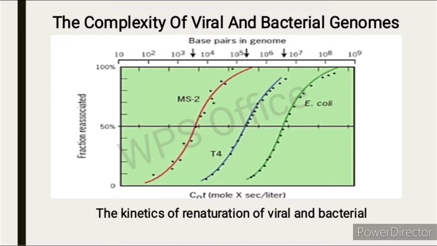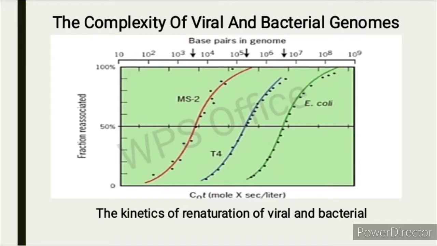The curve shows the renaturation of sheared strands of DNA from the virus MS2 and T4 and the bacterium. The genome size, this is the number of nucleotide base pairs in one copy of the total genetic information of the organism, is indicated by the arrows near the upper numerical scale. The shape of each of the renaturation curves is very simple and occurs with a single slope.